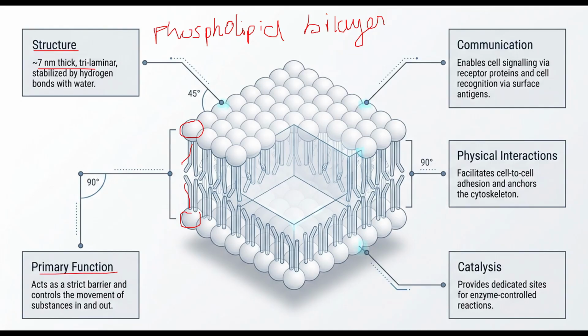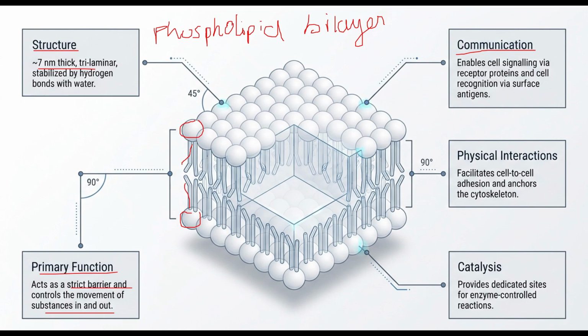So what is its function? It acts as a strict barrier and controls the movement of substances inside and out, right? So controlling the movement of substances into and out of the cell. And it also plays an important role in cell signaling. That is the communication, right? How does it do that? Through receptor proteins, cell recognition through surface antigens and cell adhesion.